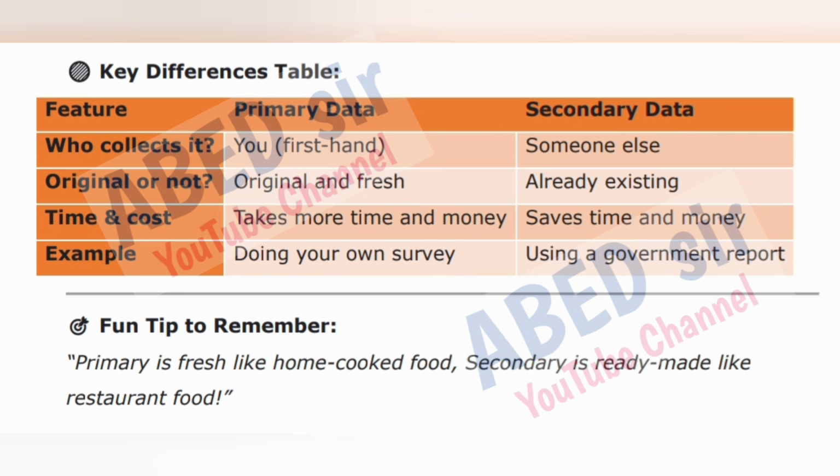Key differences table. Feature: primary data, secondary data. Who collects it? You, first hand; someone else. Original or not. Original and fresh; already existing. Time and cost: takes more time and money; saves time and money. Example: doing your own survey; using a government report. Fun tip to remember. Primary is fresh like home-cooked food, secondary is ready-made like restaurant food.